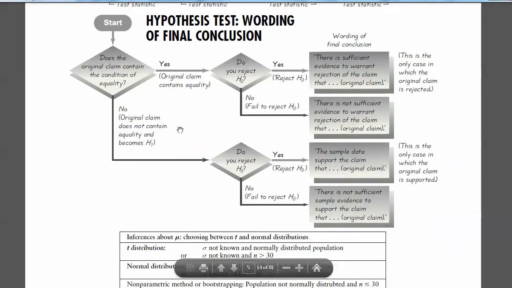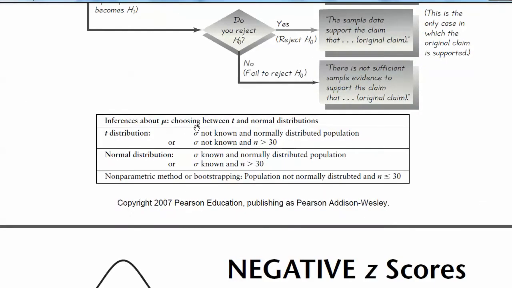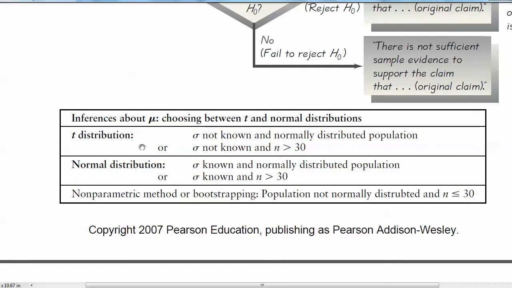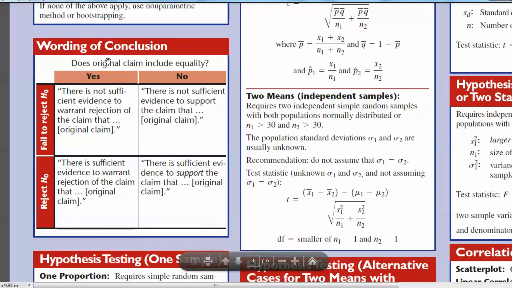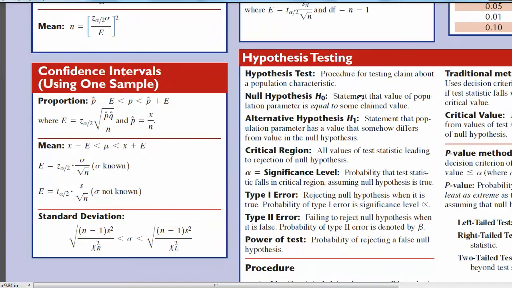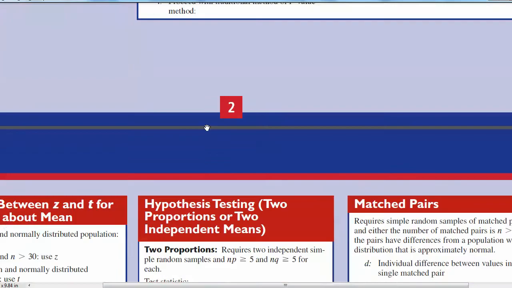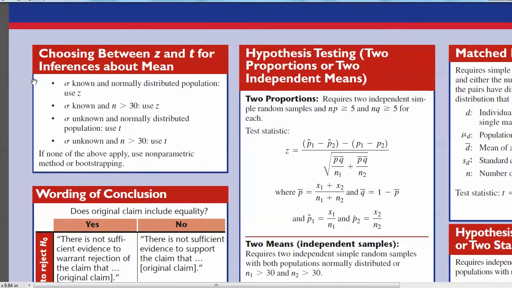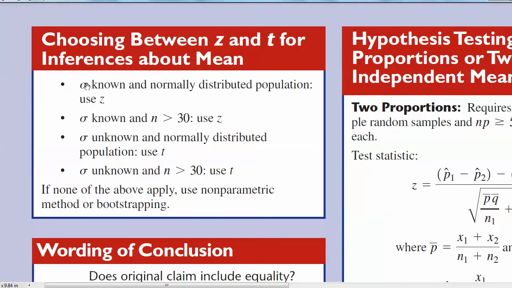There's also, this is the formulas page. There's also this tool where you choose the t-distribution if sigma is not known and the parent population is normally distributed, or n is greater than 30, which we satisfied both of those, so we're definitely using t. And the review card, again, I'll scroll up. This is the second page where it's talking about hypothesis testing. And then on the third page, we've got choosing between z and t, and it says, is sigma known or not known? Down here, sigma is unknown, and then you use t.